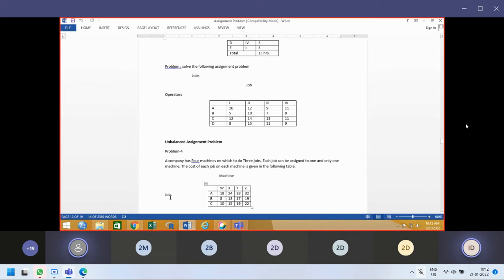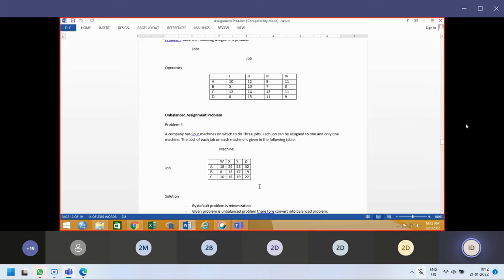How many jobs are there? Three jobs are there. It means immediately here we came to know that from this statement, the given problem is not a balanced problem, right? Now each job can be assigned to one and only one machine. The cost of each job on each machine is given in the following table. As in case of assignment, the allocation is 1 to 1, right?